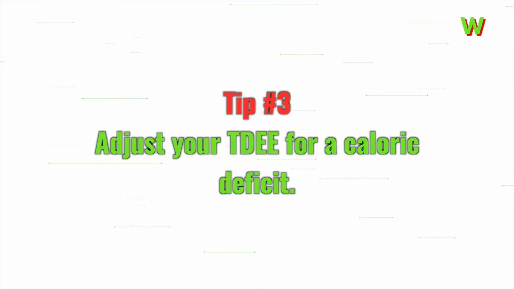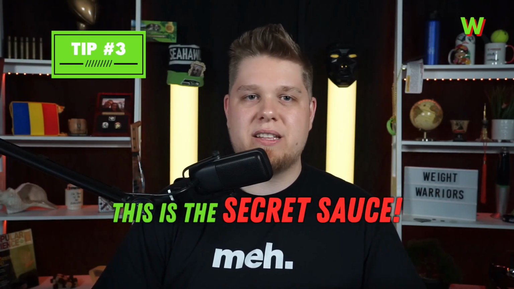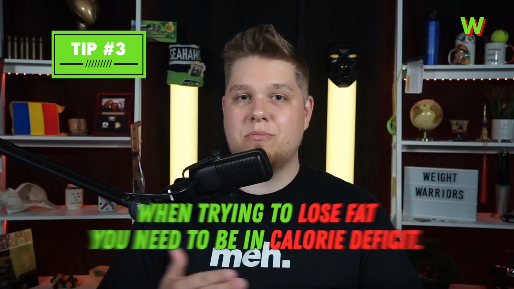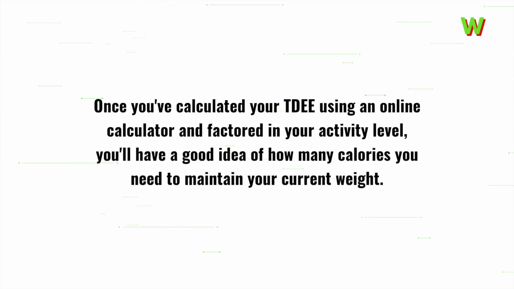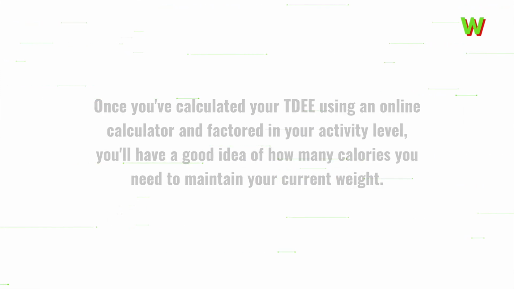Tip number 3 is adjust your TDEE for a caloric deficit. This is kind of the secret sauce and really makes the most sense here, but when trying to lose fat and achieving your weight loss goals, you need to be in a calorie deficit. So once you've calculated your TDEE using an online calculator and factored in your activity level, you'll have a good idea of how many calories you need to maintain your current weight.